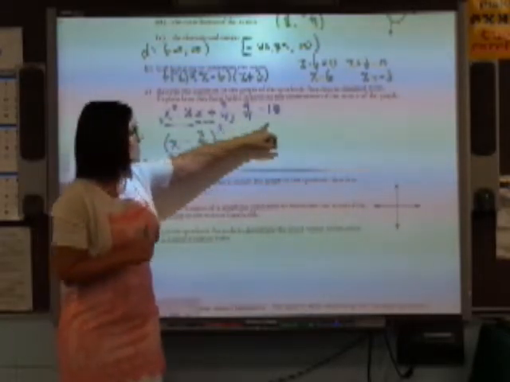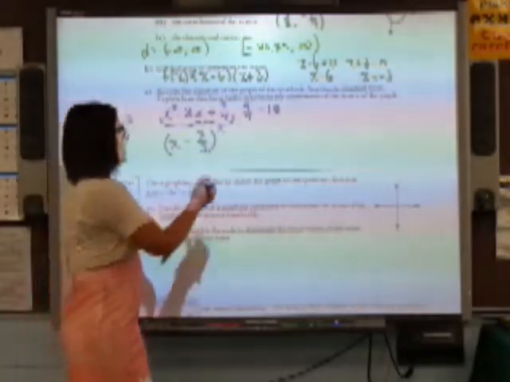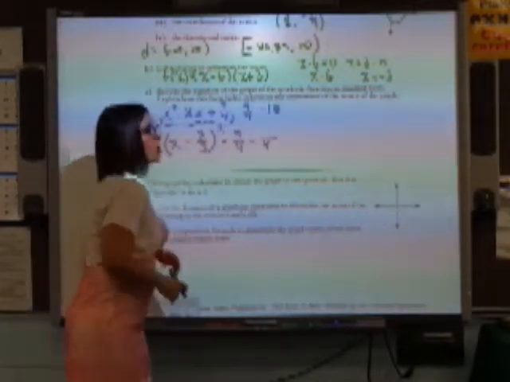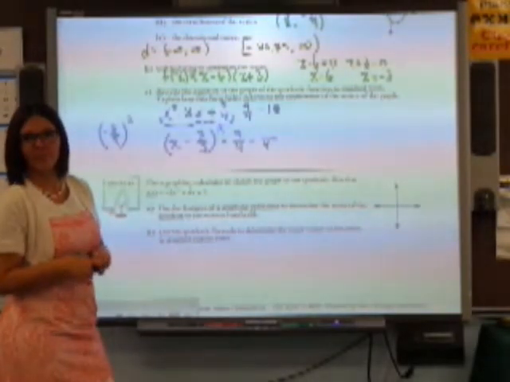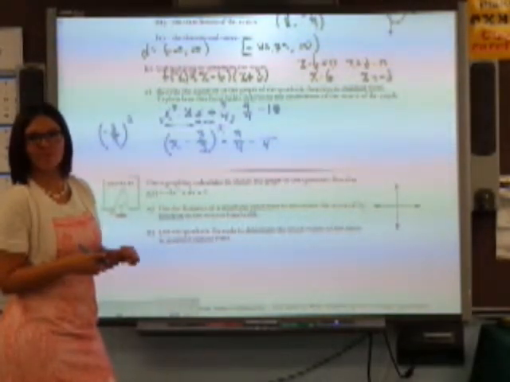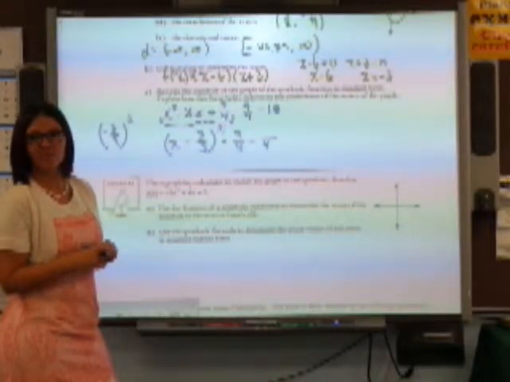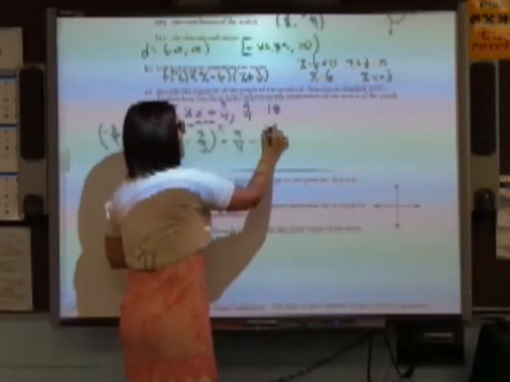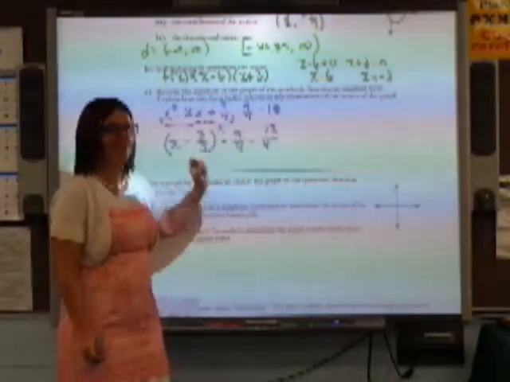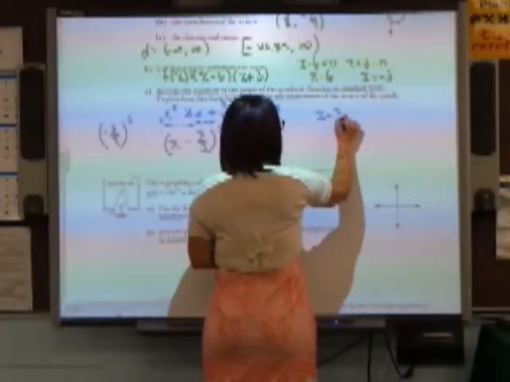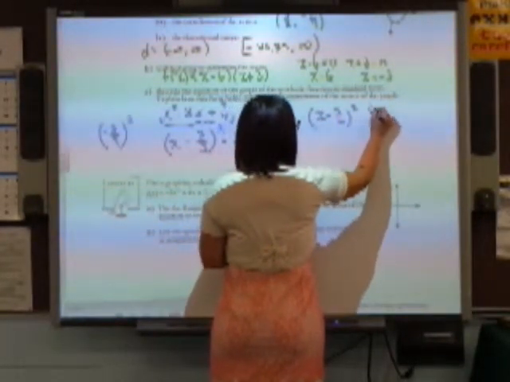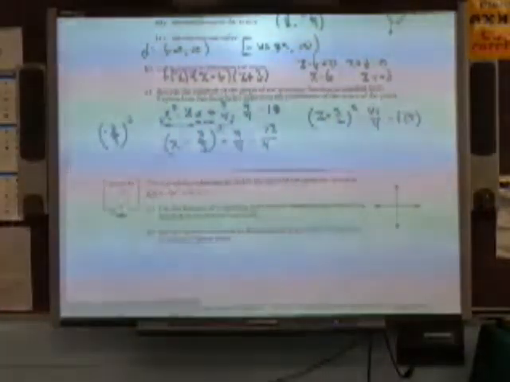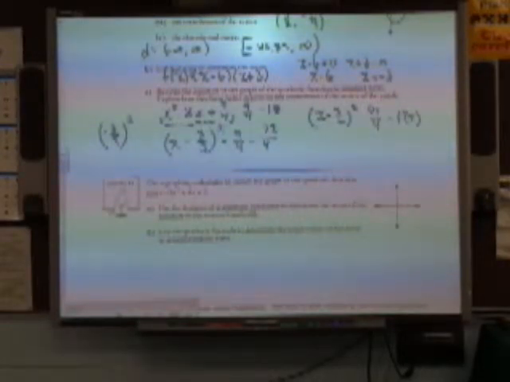And then this part in here, I would clean this part up. So if I took negative 18 and I wrote it as quarters, how many quarters would I have? It's not 81, or no, 72. And then together, this would give me 81. So there's my equation. x minus 3 halves squared minus 81 quarters.